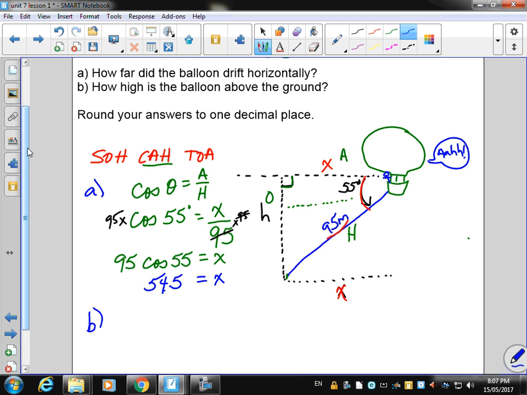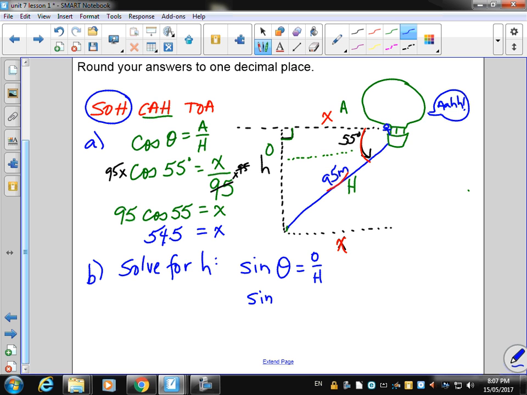Part B. How high is the balloon above the ground? For part B, I want to solve for H. So I have already labeled my sides with that 55 degrees. This time I want the opposite side. Since I have the hypotenuse as 95 and I want the opposite side, this time I'm going to use sine to solve. So sine of my angle equals opposite over hypotenuse. Sine of 55 degrees equals, opposite is that height I want to solve for, and 95 meters is my hypotenuse.